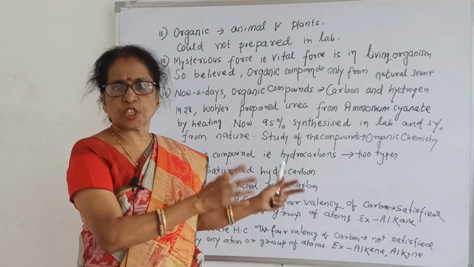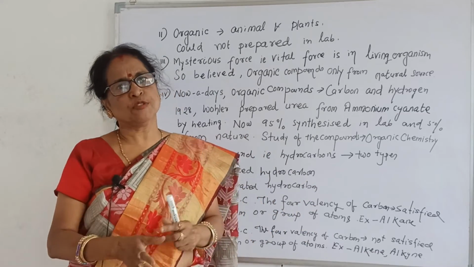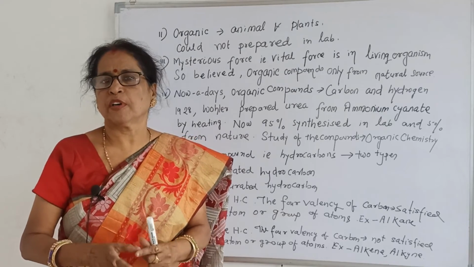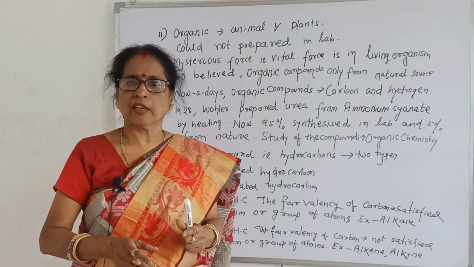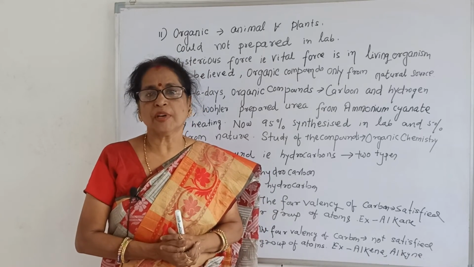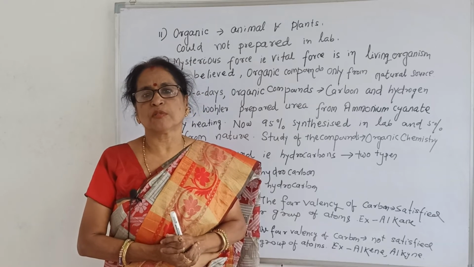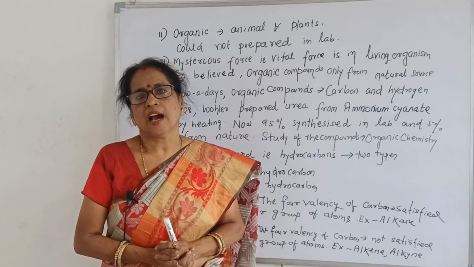Hydrocarbons are of two types, one saturated, the other unsaturated. Saturated means single bond, unsaturated means double or triple bond. If double bond, it is called alkene. If triple bond, it is called alkyne. If single bond, it is called alkane. In the coming video, I will explain in detail about saturated and unsaturated hydrocarbons, that is alkane, alkene and alkyne.